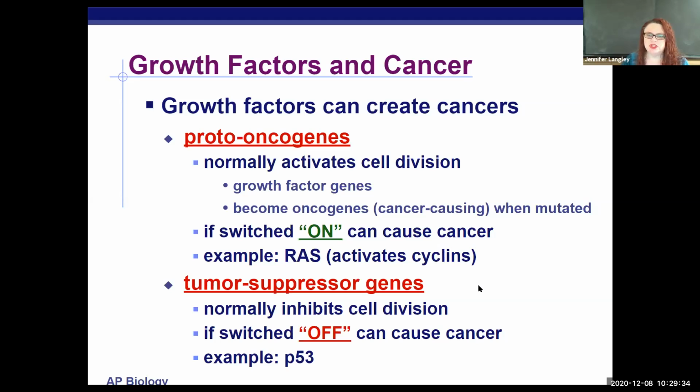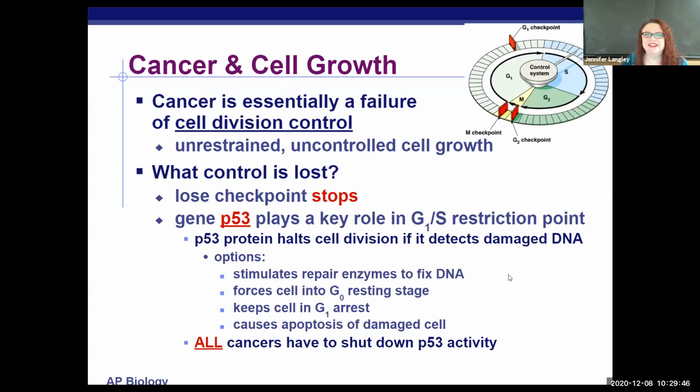Now, our tumor suppressor gene, an example of that is P53, and this is a really common one to have as an example on the AP exam. So P53, we're going to talk about P53. Cancer is basically a failure to control cell division. So a cancer tumor, right? A tumor is a lump. Well, if it hadn't grown and divided like crazy, it wouldn't have made that lump. It would have been normal.